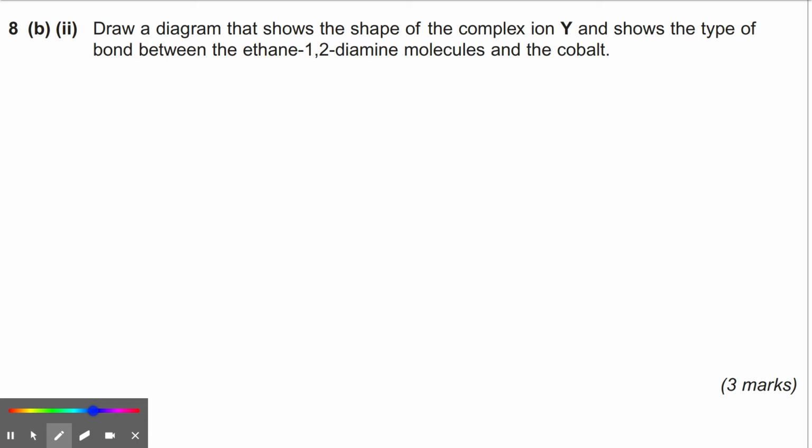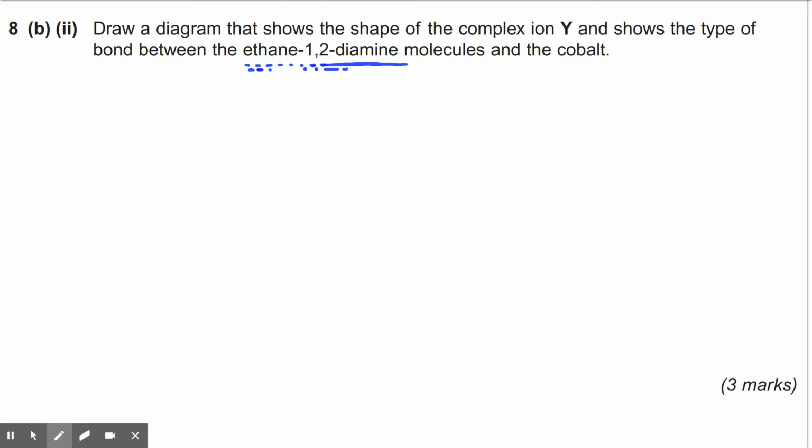Okay, so continuation of question 8, this time 8b part 2. It's asking us to draw the shape of the complex ion Y and showing the type of bond. So we've got to illustrate the type of bond that's present between the ethane 1,2 diamine molecule and the central cobalt ion that we have within the metal ion.